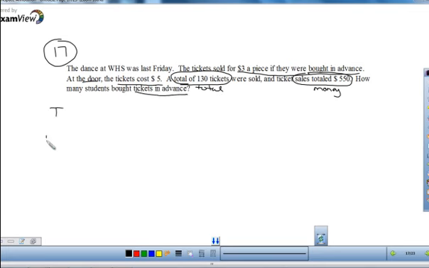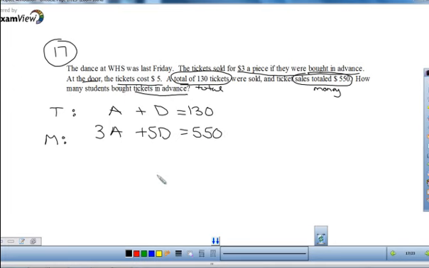So we're going to have a total equation and a money equation. The two things that we're talking about were tickets sold in advance and at the door. And the total number of tickets sold were 130. Advance tickets cost $3 each. At the door, $5. And a total of $550 were sold. Since we're trying to find tickets in advance, we're going to get rid of at the door. So that means I need to multiply the top equation by negative 5.